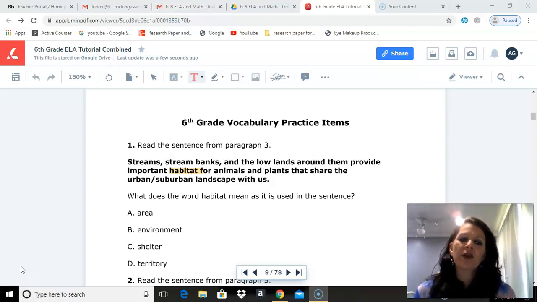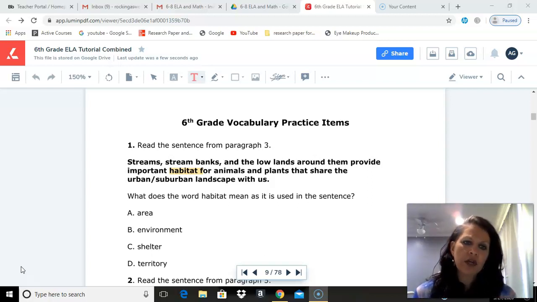So then I think about the word environment. Environment, if you think about, and I know you've heard the word environment in science classes, then environment is everything around you. So the best answer choice for number one would be B, environment.